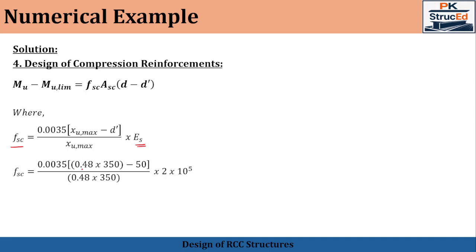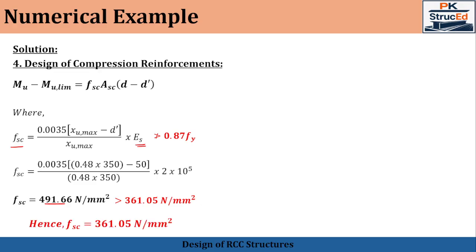So substituting that value, 0.48 into small d is 350, and small d dash represents the effective cover to compression steel, and ES is the 2 into 10 power 5, the Young's modulus of steel. We'll get the value of FSC as 491.66. As already mentioned, FSC is having some limitation that it should not exceed 0.87 Fy. Here in this case, for Fe 415 grade steel, 0.87 into 415 represents 361.05. But in our case, whatever we calculated is exceeding this 361.05. Therefore, FSC can be adopted as 361.05 Newton per mm square itself.